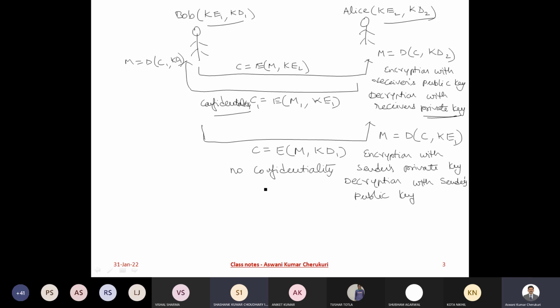Whereas here you are encrypting with the private key of the sender and the decryption is happening with the public key of the sender. So there is no question of confidentiality here. But it serves one particular purpose. If you notice the first scheme, you are able to provide confidentiality. That means Alice receives the message, and when the encryption is through public key encryption, Alice would decrypt the message with the help of her private key and gets the message.